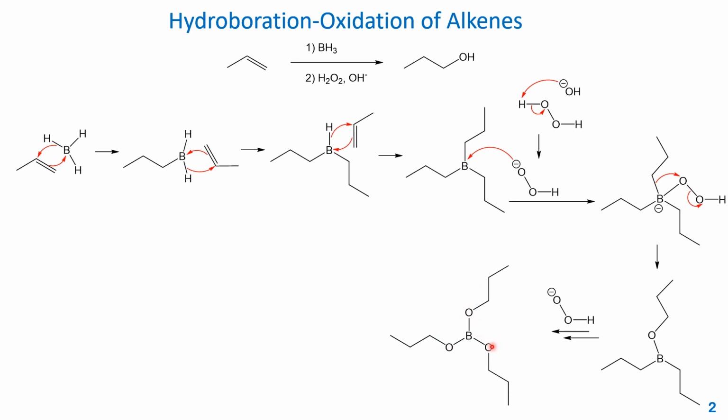You can see all boron-carbon bonds were inserted by oxygen. And this borate will be hydrolyzed under the same condition to form the byproduct boric acid and the three equivalents of propanol. It's 1-propanol, and that is the primary alcohol, and that is the anti-Markovnikov product. That is our pushing mechanism of this hydroboration oxidation of the alkene.